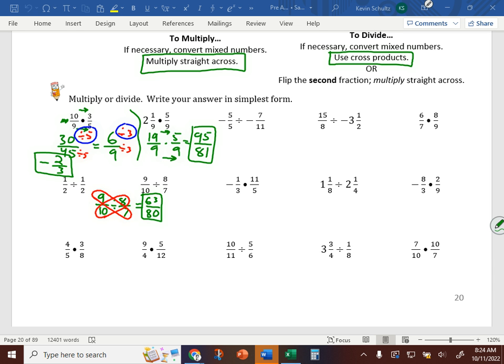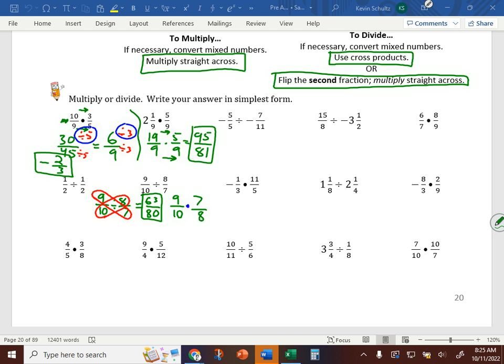The other method, one's not easier than the other. It's really just how your brain works here. The other method is to flip that second fraction, and that changes it to a multiplication question. So 9/10 stays the same, but then we flip that second fraction to be 7/8 instead of 8/7. And now we're going to be multiplying these fractions instead of dividing.